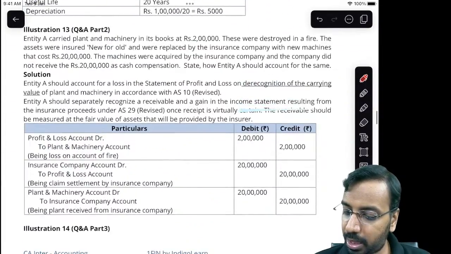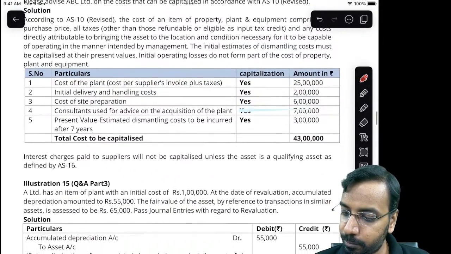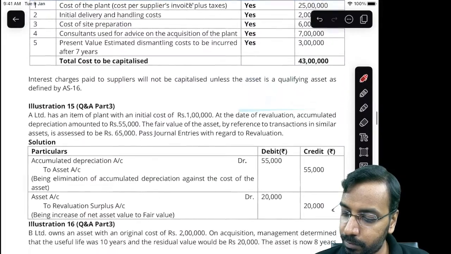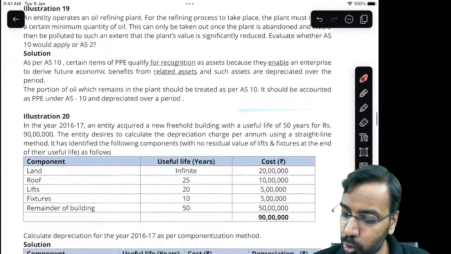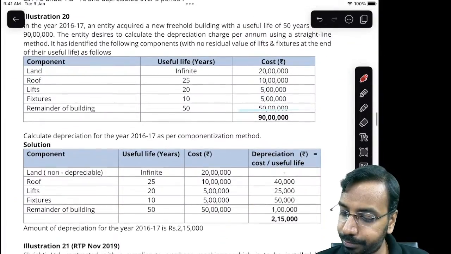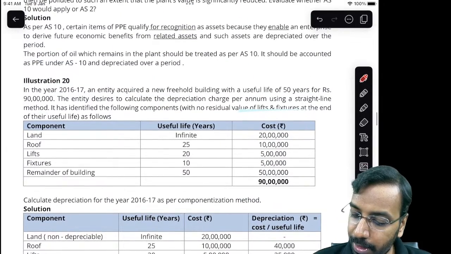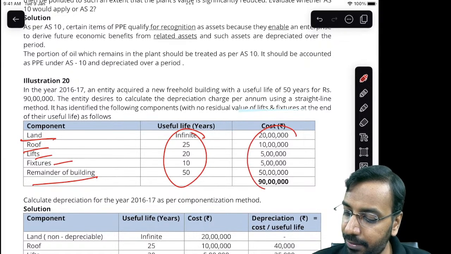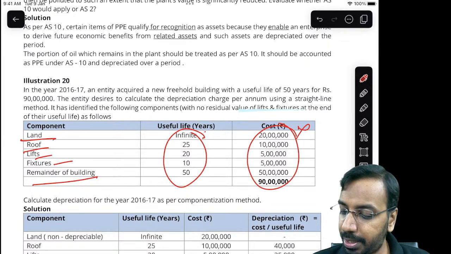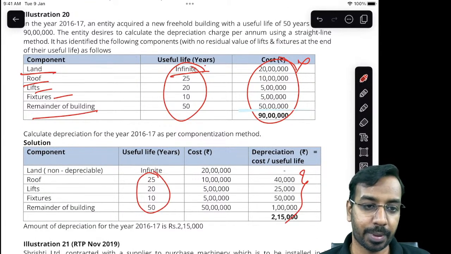Others we have discussed. You can have a look at this practice thing. There are a lot of theory questions that you need to see. Now here, land, roof, lift, fixtures and the remainder of the building, you have different lives and different costs given. So the land portion will not be depreciated. Others, based on their useful life, you will depreciate each item separately.